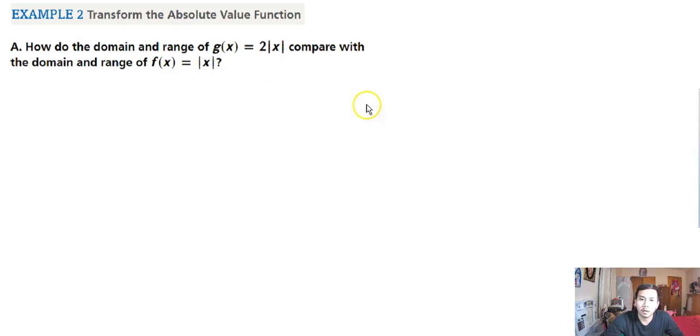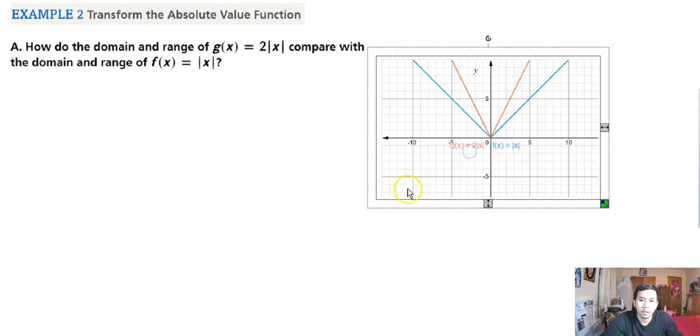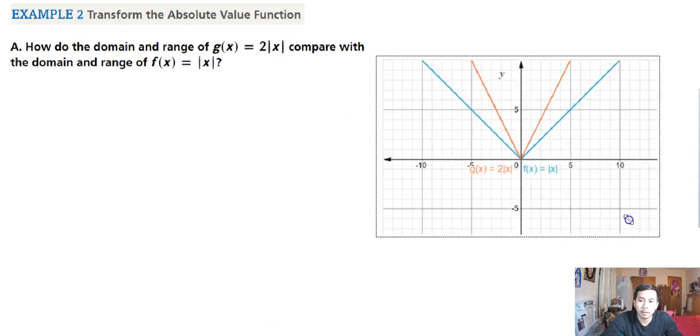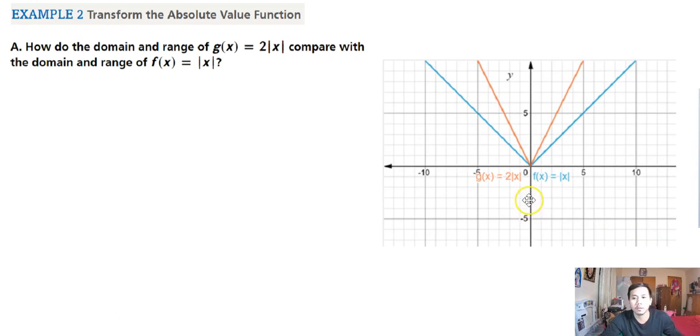If I graph both functions, it looks like this. These are now the graphs of the two functions. Your mother function, which is the blue one, is f of x, the absolute value of x, and the red one is g of x is equal to 2 times the absolute value of x. So if you are going to transform that, we are going to compare the domain and the range.